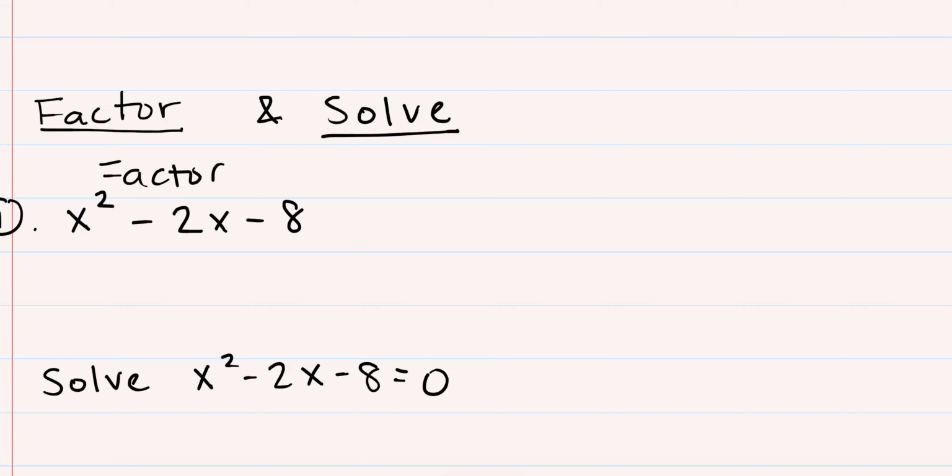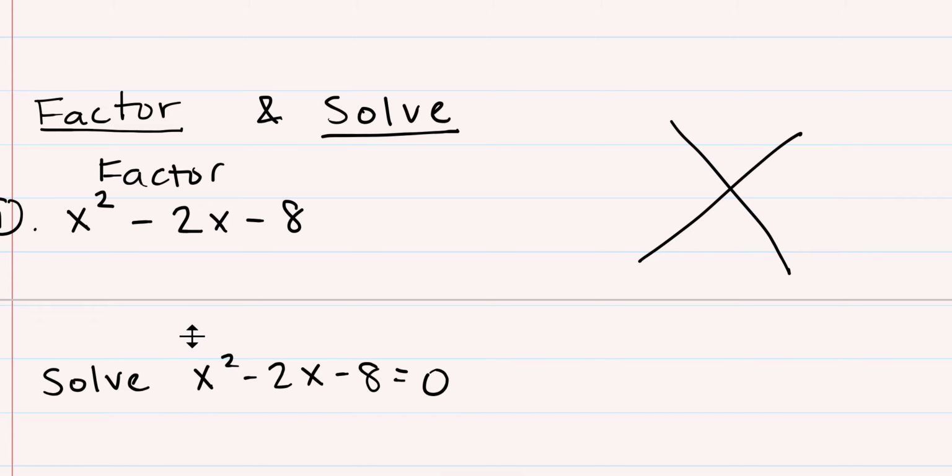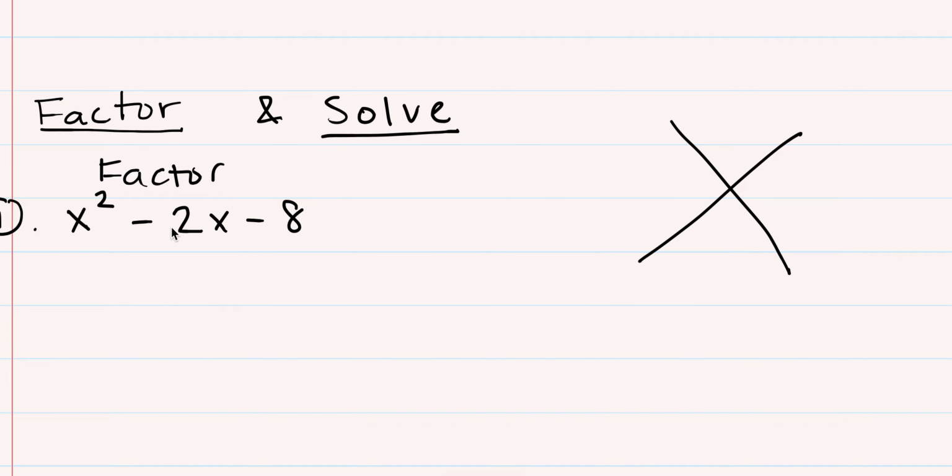Okay, so let's factor this. This is how you factor. You're going to draw an x. And you're going to put this number here, this -2, you see this -2? Put it at the bottom of the box. And then put this -8 at the top of, well, you can call this a box or an X.